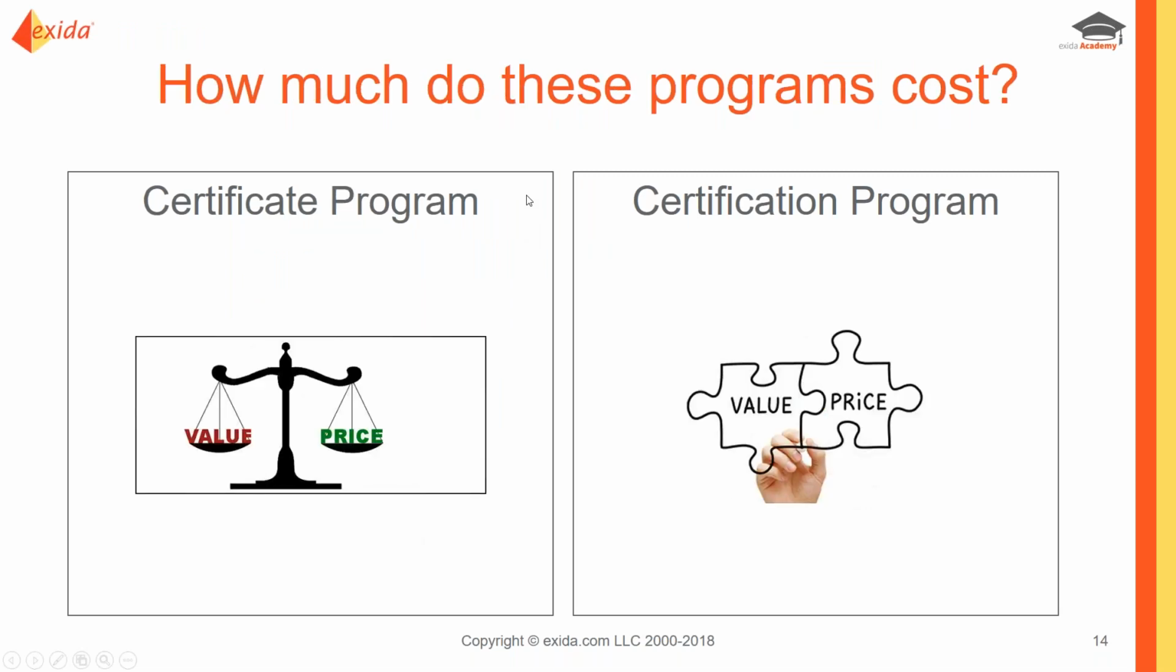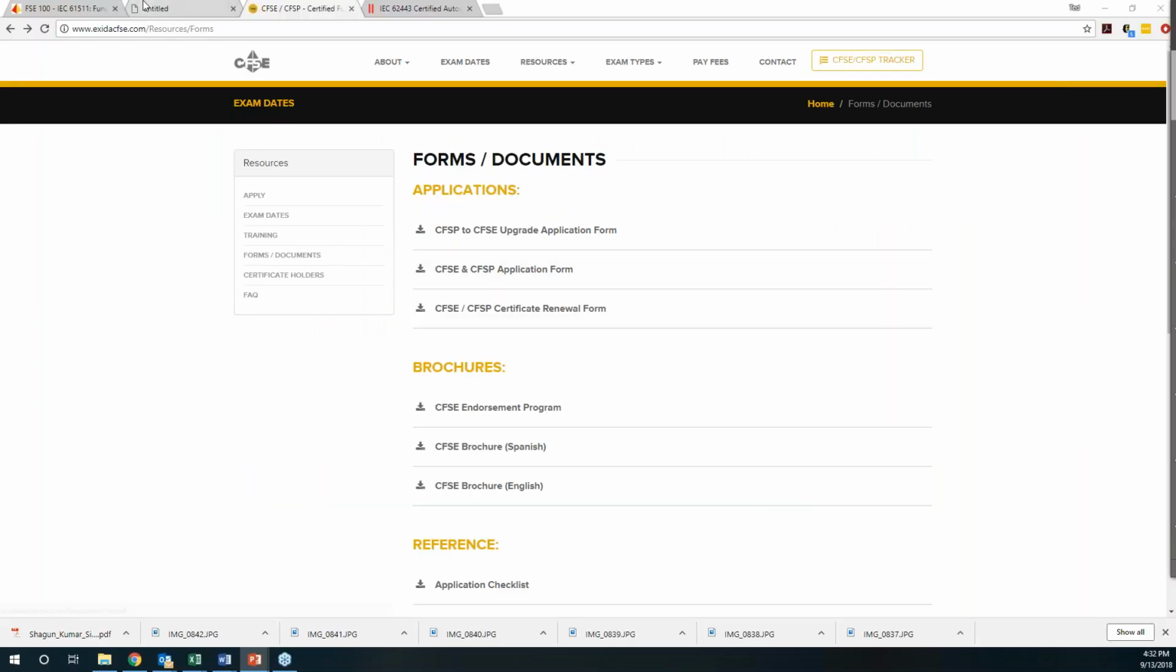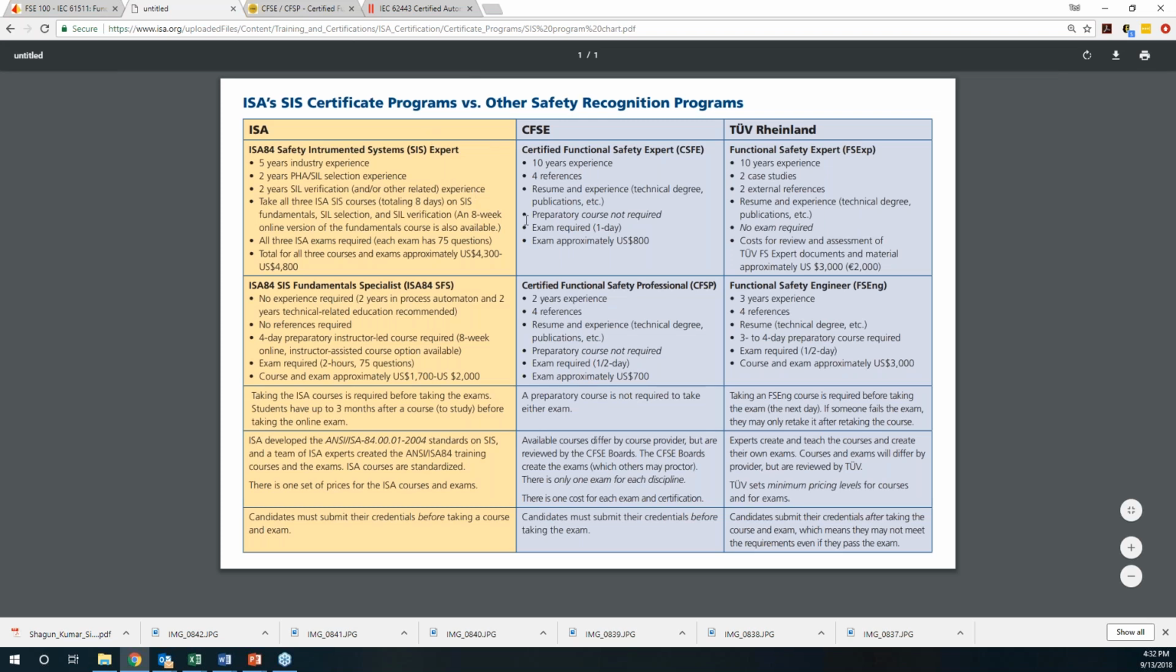All right, next question we have here: how much do these programs cost? So you have a certificate program and you have a certification program. The certificate program is really as much as the trainings cost. If you went back to here, you can see for ISA, you're looking to spend close to $4,500. With TV, you're looking at a little over $3,000. C4C has no training. That's a certificate program, but I can go to the website and show you, and that's only $800.